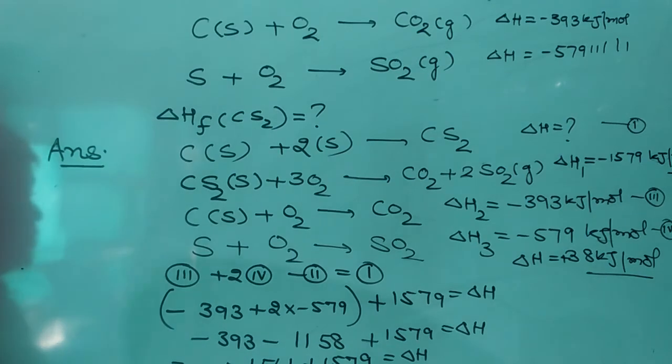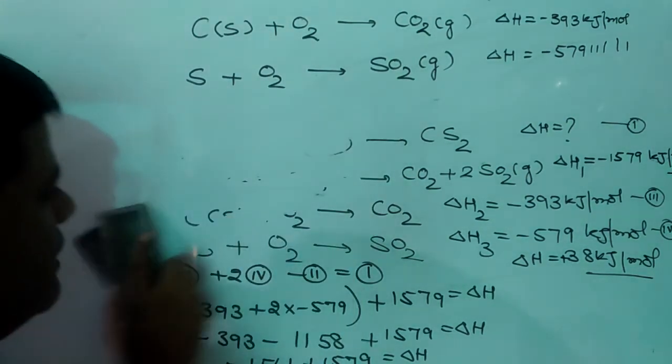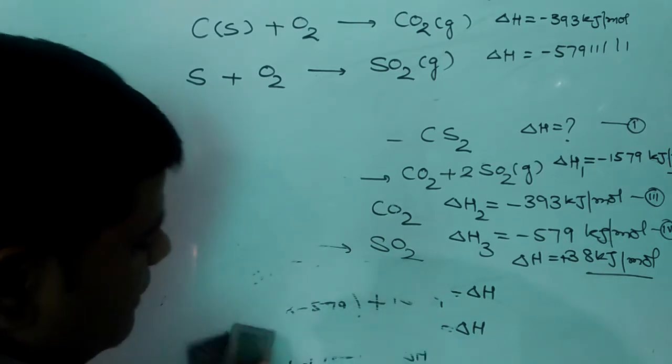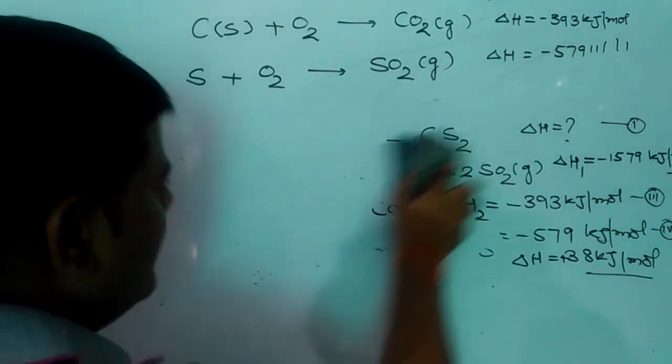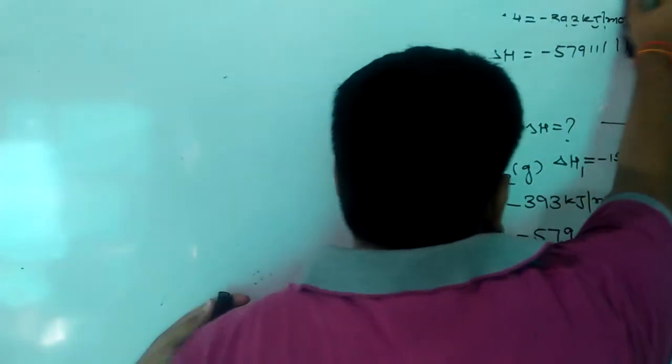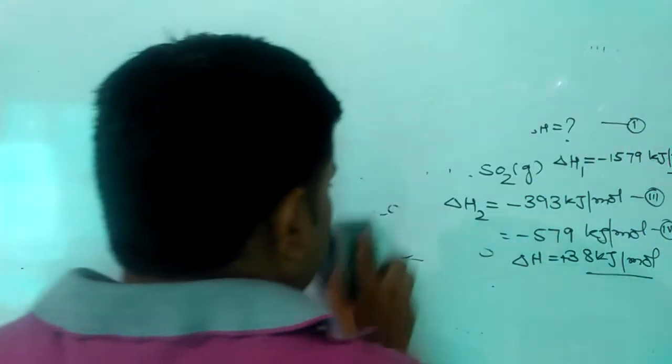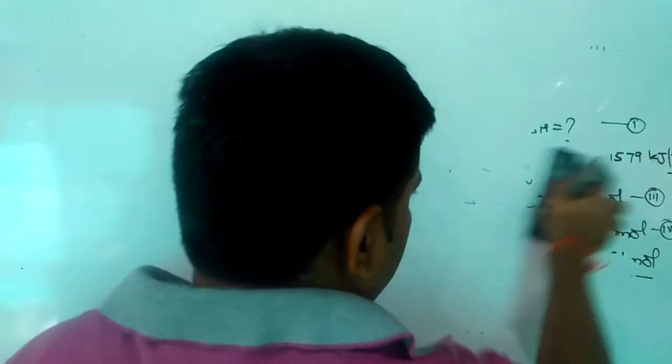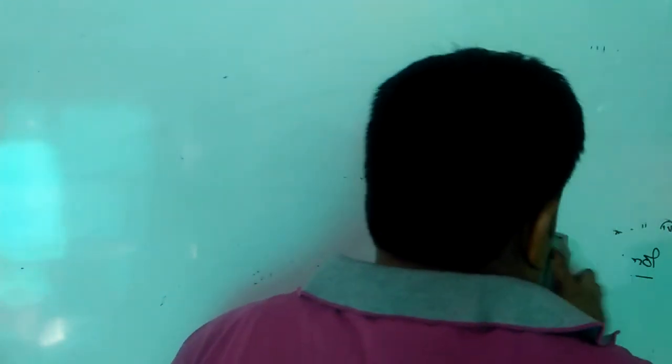I hope you understand how to calculate the enthalpy of formation if more than one equation is given, and this type of numericals will be there in your competitive exam as well as in board exam. Now after discussing this, we have to discuss the second type of enthalpy, and that is enthalpy of combustion. Enthalpy of combustion may be defined as the change in enthalpy when 1 mole of fuel is completely burnt in presence of air.